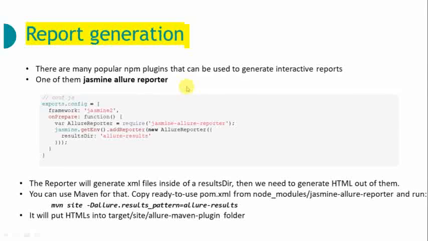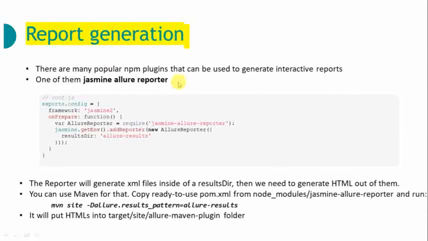Now, how can you generate the report? There are many popular npm plugins that can be used to generate interactive reports. One of them is Jasmine Allure Reporter. The other one is Jasmine Beautiful Reporter. These are the two very commonly used reporting modules in npm that you can use for Protractor.